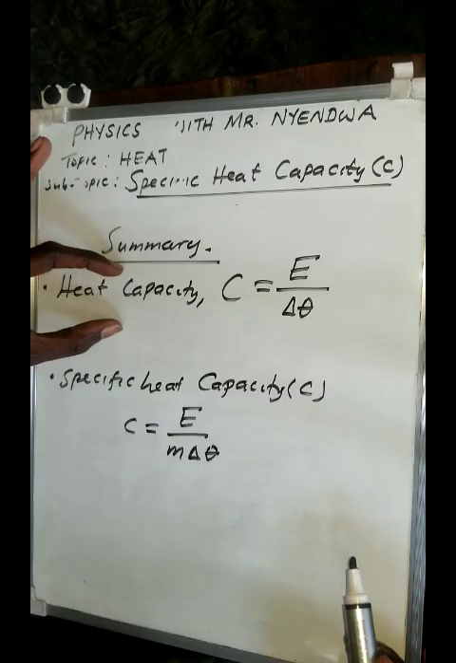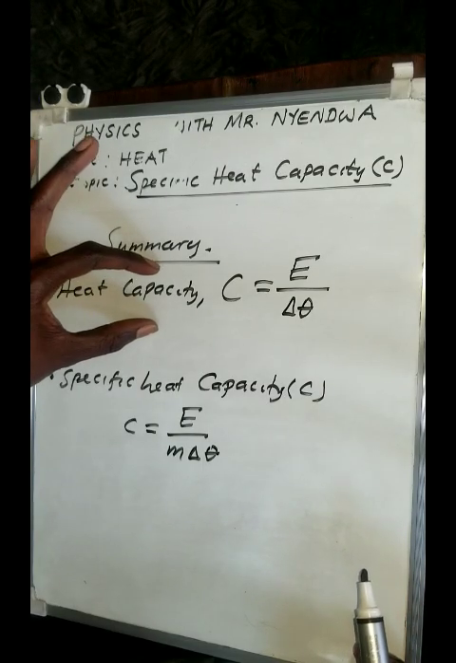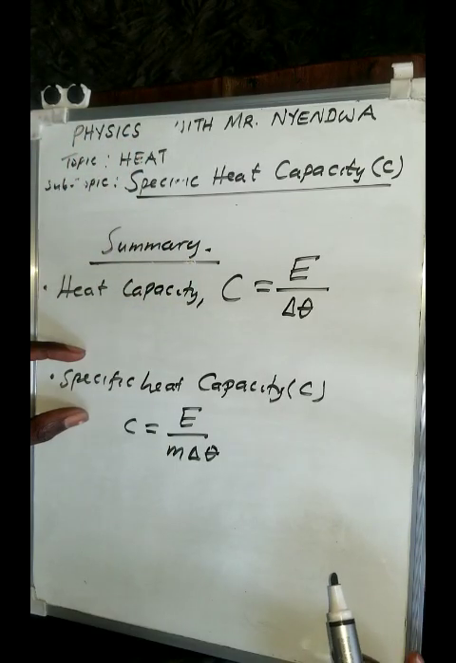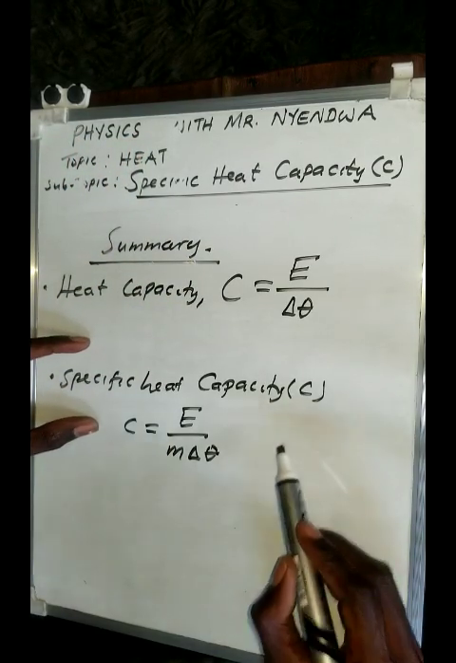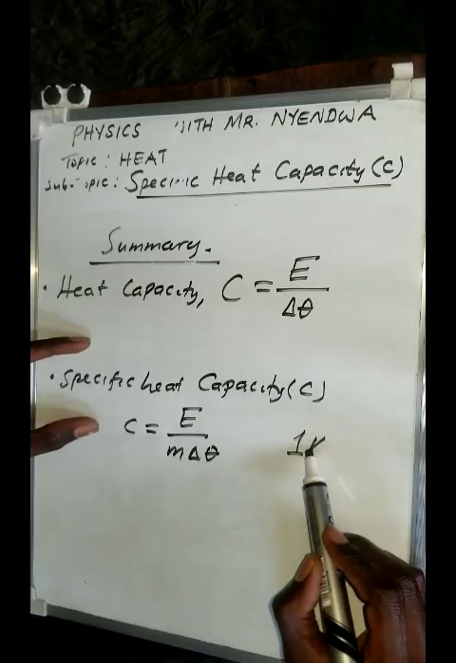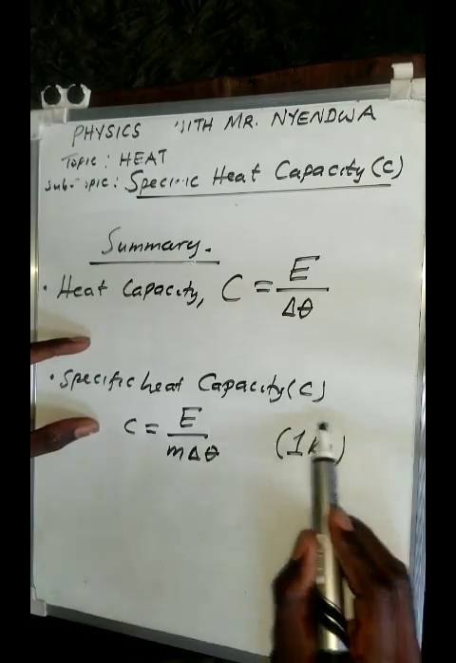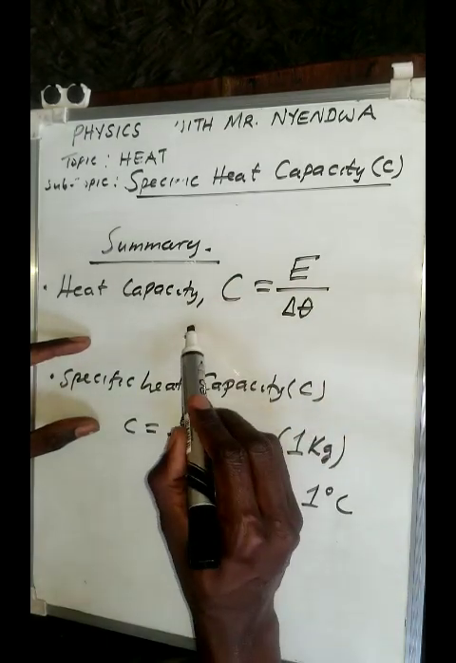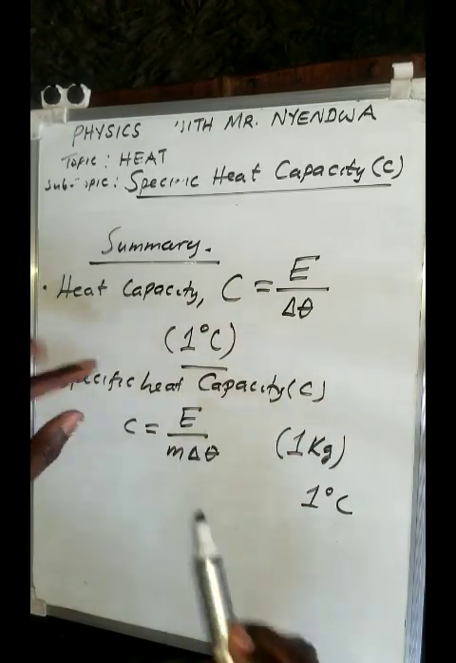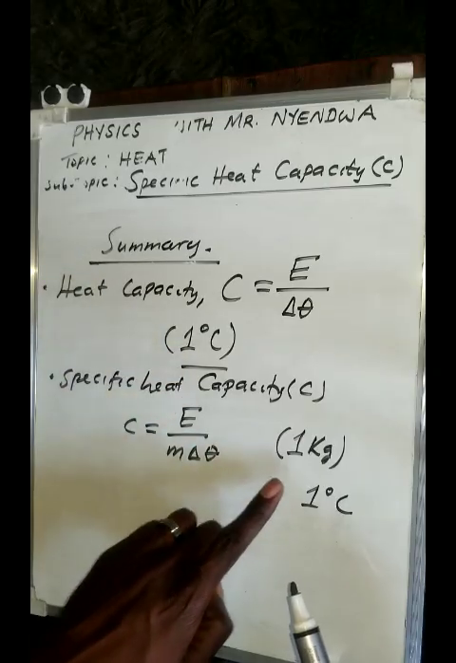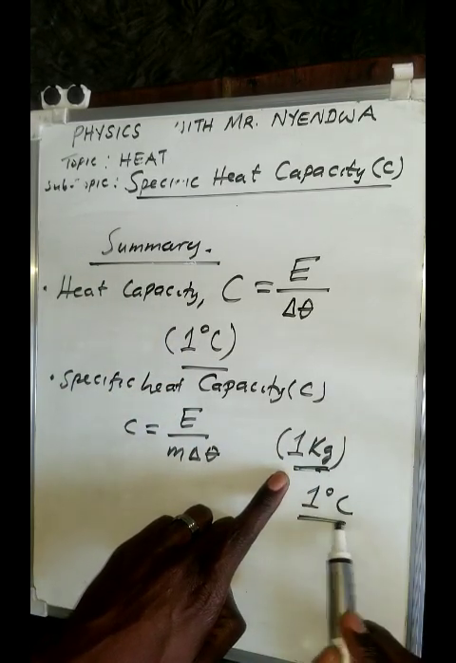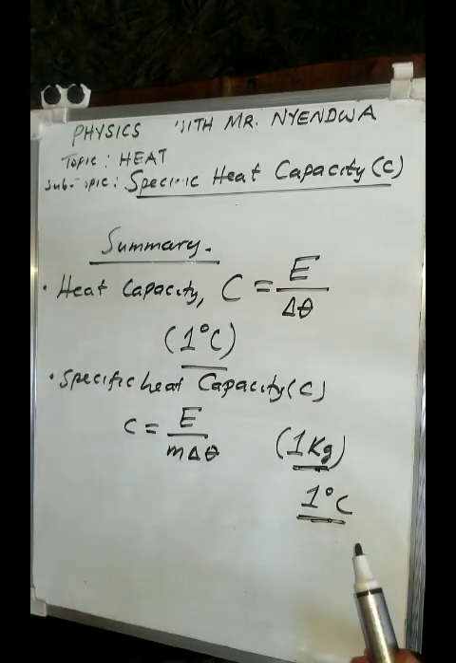So remember, heat capacity is the quantity of heat energy needed to change the temperature of a substance by 1 degree. But specific heat capacity is the quantity of heat that is needed to change the temperature of 1 kg, or a unit mass, by 1 degree Celsius. Here you are trying to raise it by 1 degree Celsius, but here you are trying to change specifically a 1 kg mass by raising its temperature by 1 degree. That's specific. No wonder we are using the word specific.